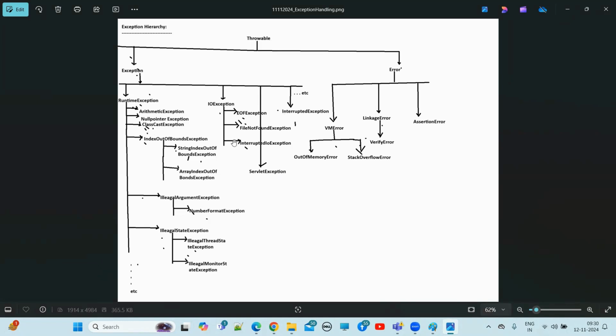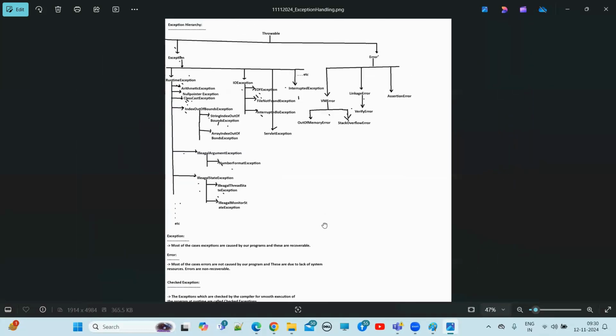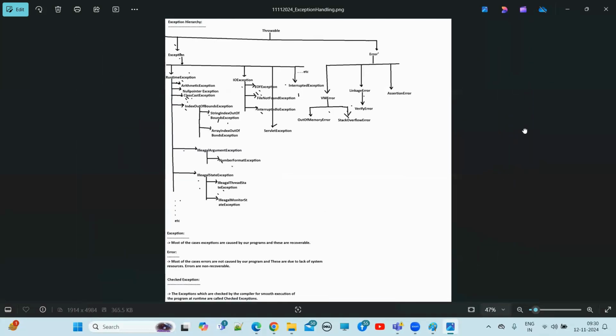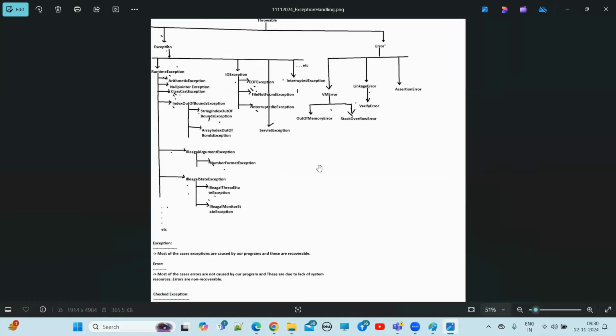But among all these 4, one exception is not checked by the compiler. What is that? RuntimeException. So among all the 4 children, one exception is an unchecked exception. So is this Exception class a fully checked exception or partially checked exception? Partially checked exception. In the same way, Throwable also. Is Throwable a fully checked exception or partially checked exception, guys? Partially checked exception.